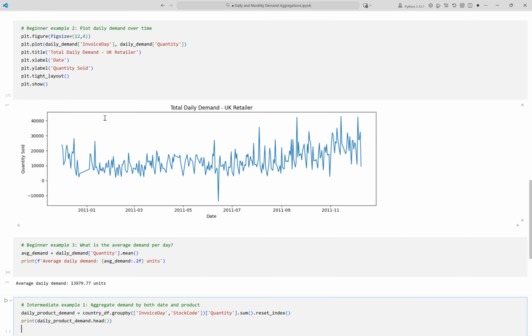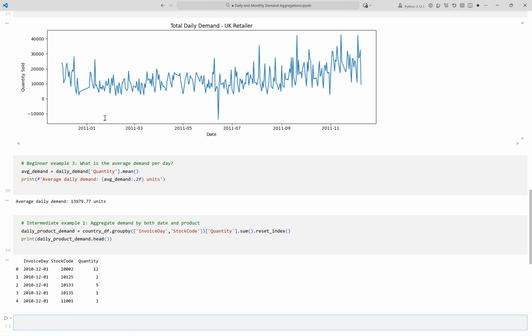Running the cell now. Here we see demand data aggregated by both date and product, showing the total quantity sold for each item on a specific day. Notice how multiple products and their sales counts are listed for December 1, 2010, illustrating how daily demand signals are captured at the product level. This aggregation is key for understanding sales patterns over time and helps inform inventory and procurement decisions. What product had the highest single-day sales? Try sorting by quantity to find out.